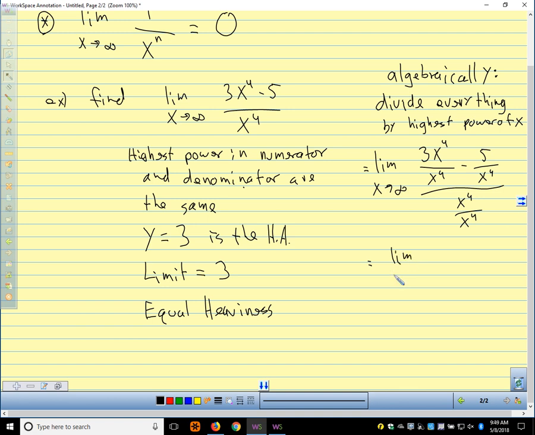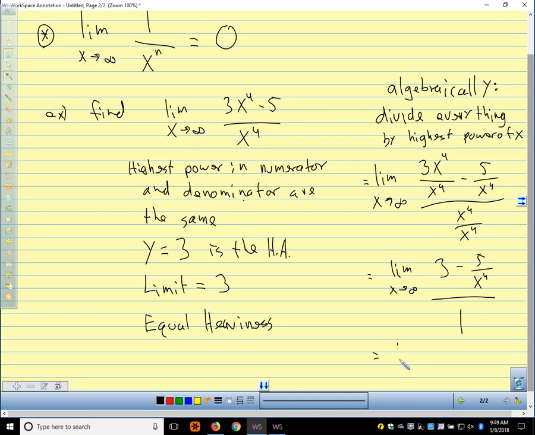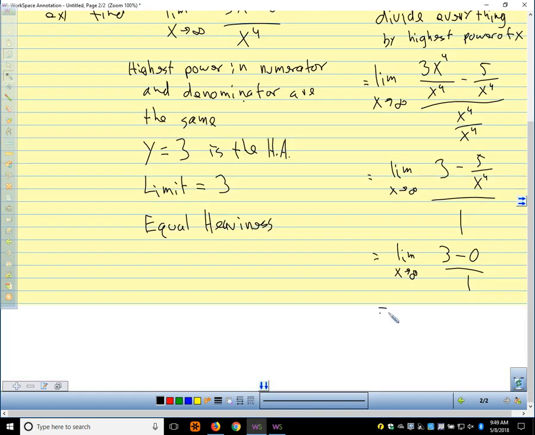Well, this is the limit as x approaches infinity. These cancel, and I get 3 minus 5 over x to the fourth, over 1. As x approaches infinity, what does 5 over x to the fourth approach? 0. So the limit of 3 minus 0 over 1. So we're using this rule. This limit is 0, and my limit then is 3, the ratio of the leading coefficients.